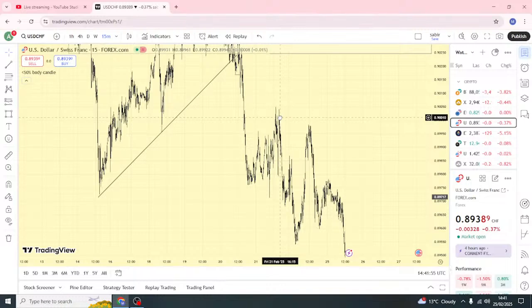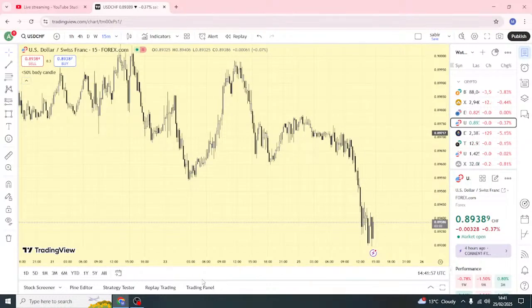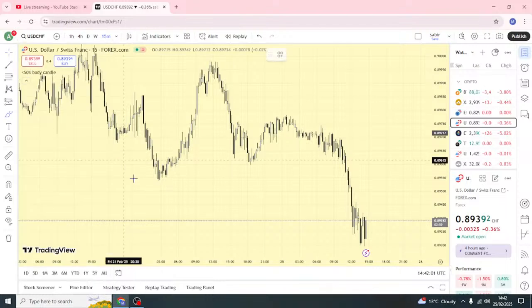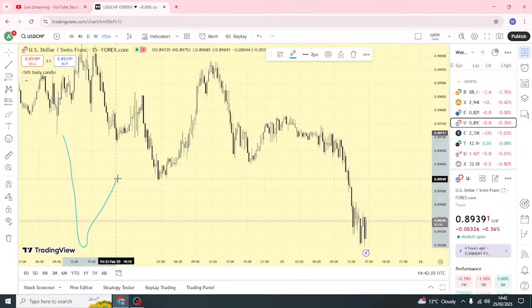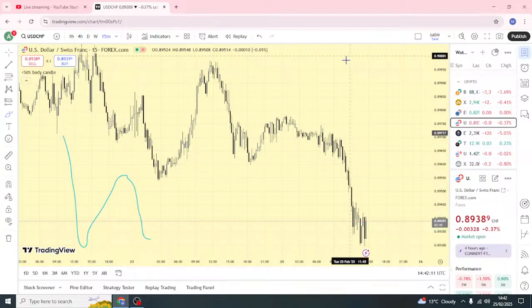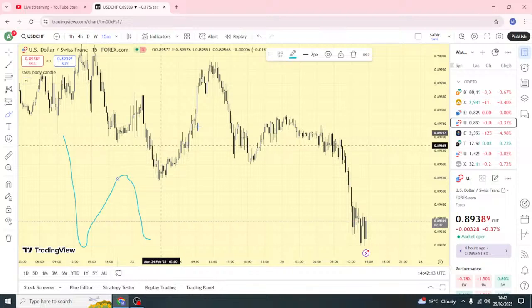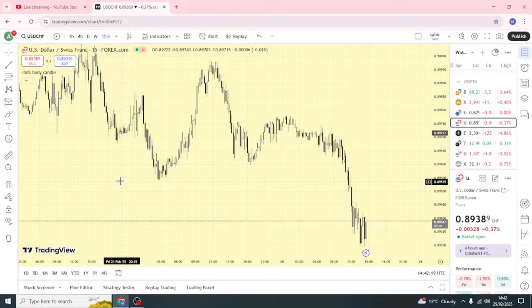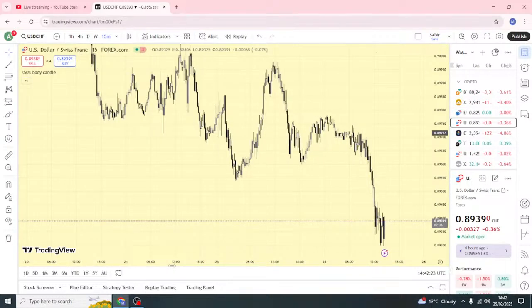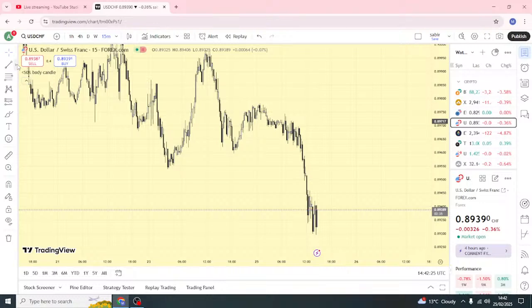What we can see is that we had a break of this swing low. Now we want to see a retracement, then look for another push towards the downside, but we are now clear that the market is ready to push down. This was my analysis on USD CHF. We have a lot of equal ascending lows here.